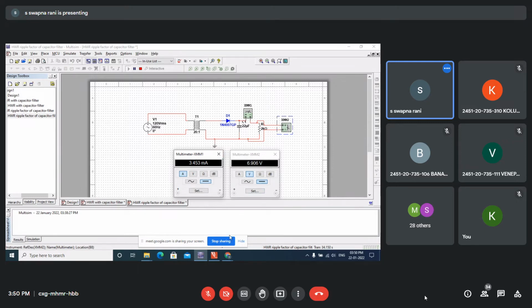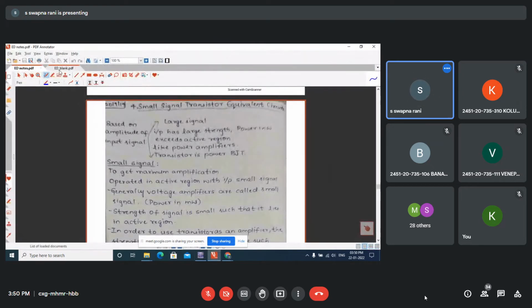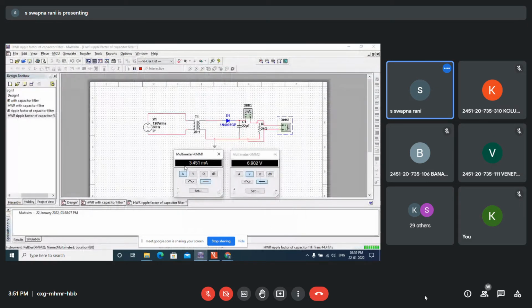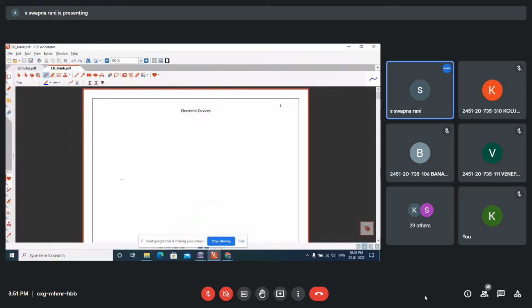And this value, calculate this. IAC RMS is 340 microamperes. Let us take that.